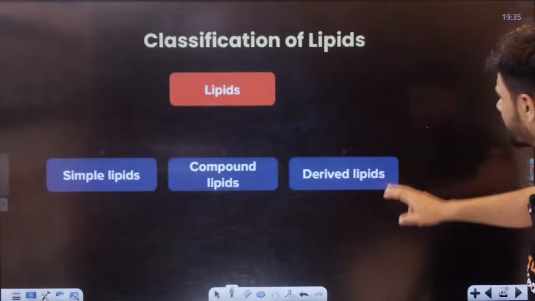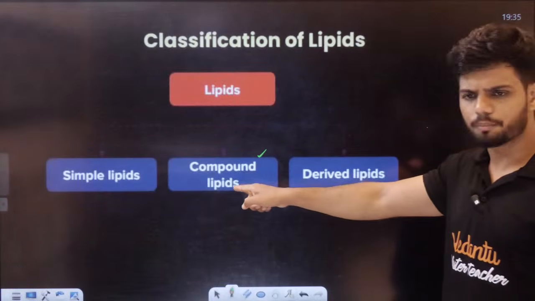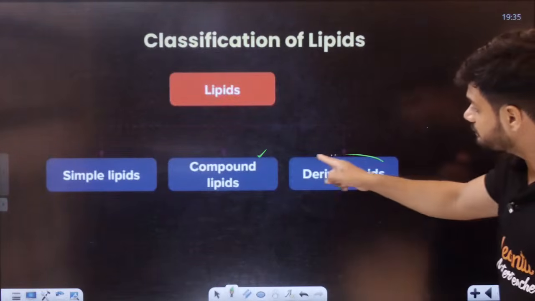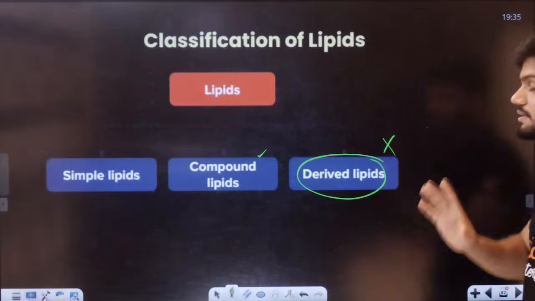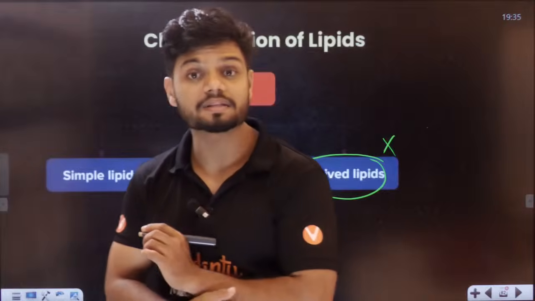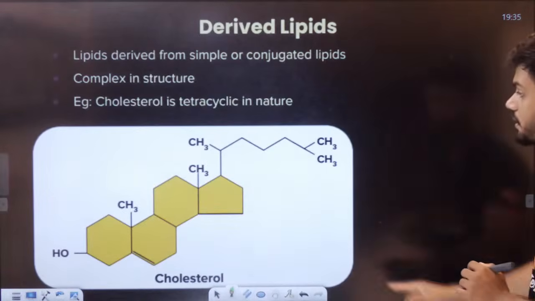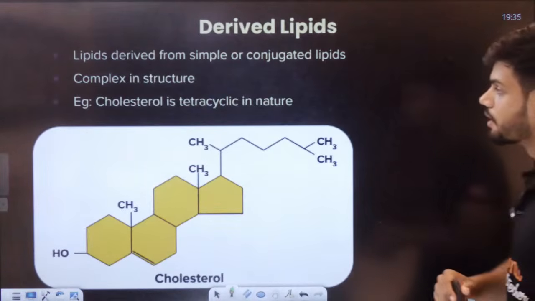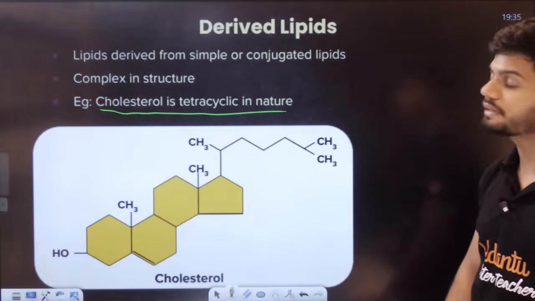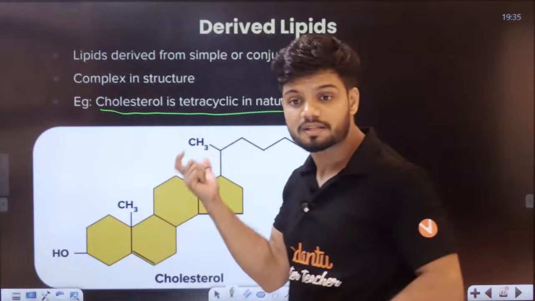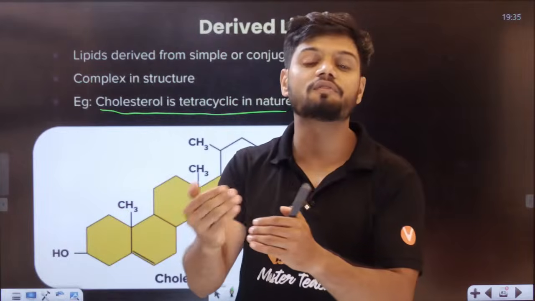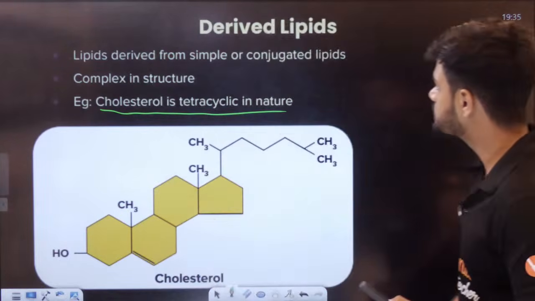Then, students, compound lipid is done. I told you phospholipid is the main thing here. Derived lipid is not explained in your NCERT, but they have given you an example. The example of derived lipid is cholesterol. Students, cholesterol is tetracyclic in nature. It is an example of derived lipid. This is given in NCERT, but it doesn't say from where. So remember, cholesterol is a derived lipid, student.